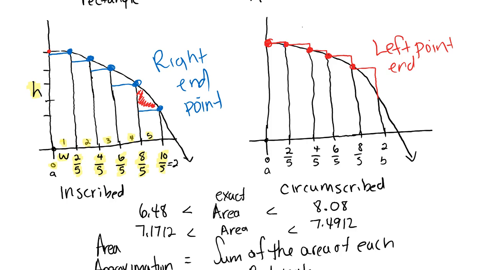So our strategy moving forward to transition from approximation to finding the exact area is to increase the number of rectangles, and that's dependent on the value of n.